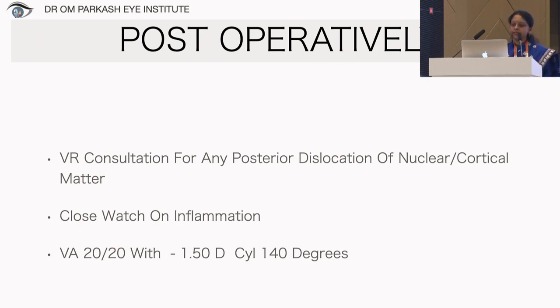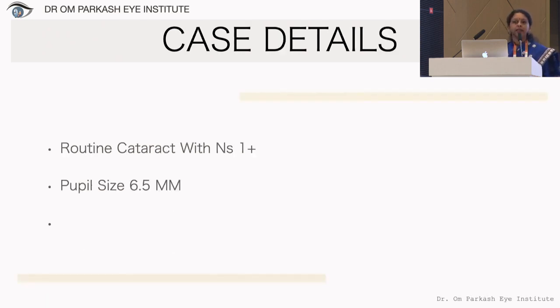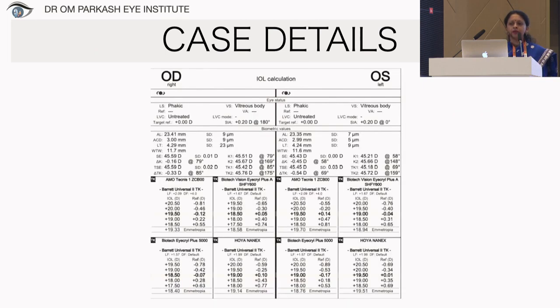Now we go to a second alarm bell situation in which it was a very routine cataract, routine NS1 cataract, and the pupil size was moderate. It was around 6.5 mm of pupil. The biometry was normal, non-myopic eye, 18-19 diopters of IOL power. Let's see what happens in this case.